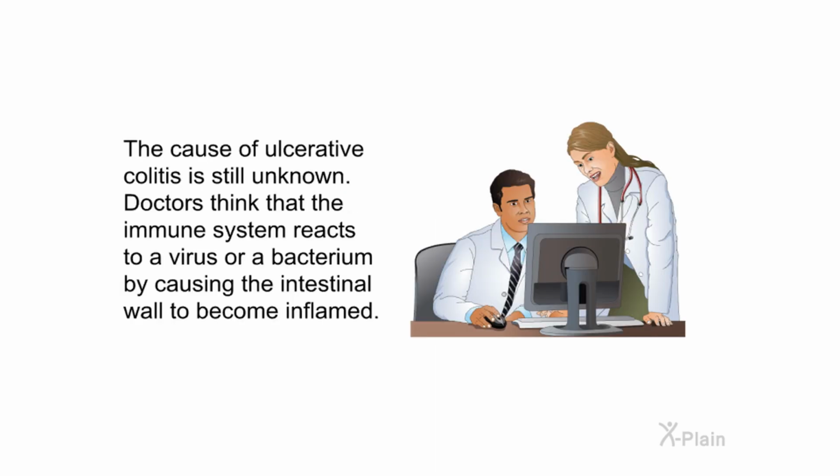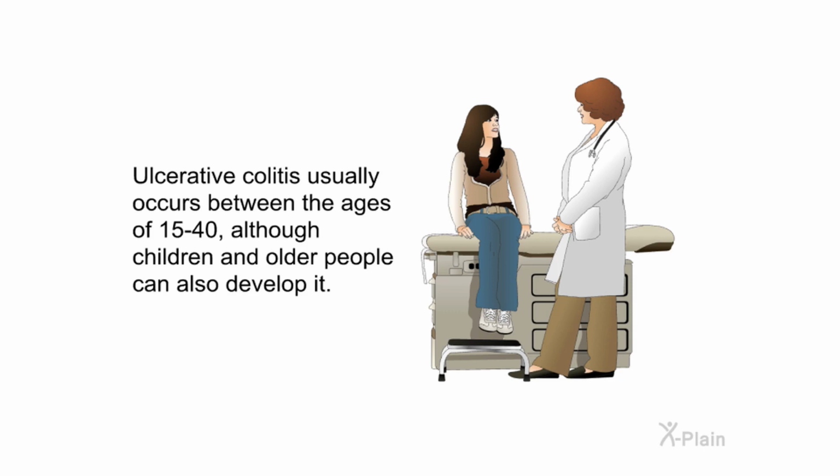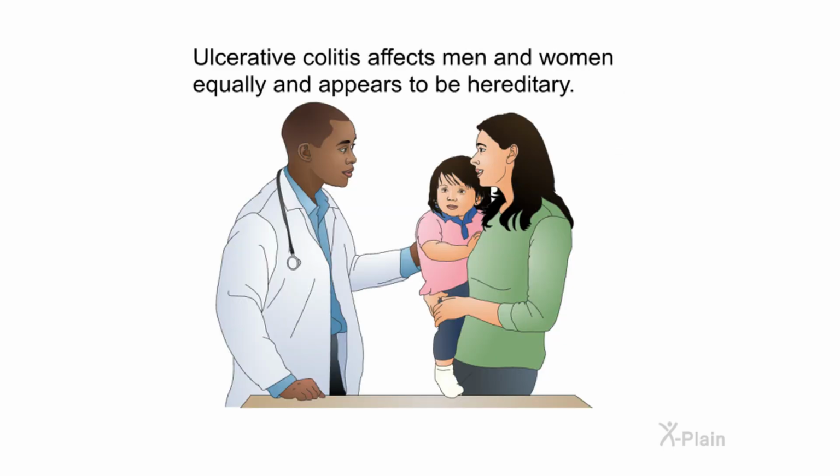Causes. The cause of ulcerative colitis is still unknown. Doctors think that the immune system reacts to a virus or a bacterium by causing the intestinal wall to become inflamed. The immune system is made of blood cells and chemicals that find bacteria and viruses in the body and destroy them. When the immune system fights against the intestines, it can lead to inflammation, swelling, destruction, and scarring. Ulcerative colitis usually occurs between the ages of 15 and 40, although children and older people can also develop it. Ulcerative colitis affects men and women equally and appears to be hereditary.